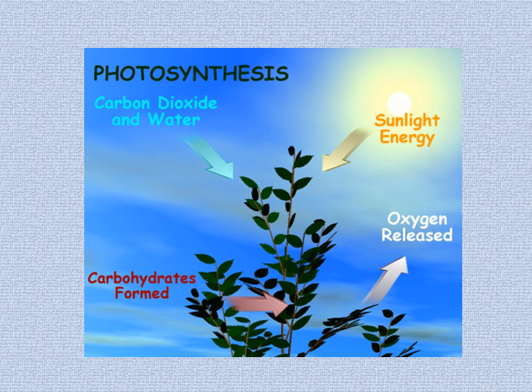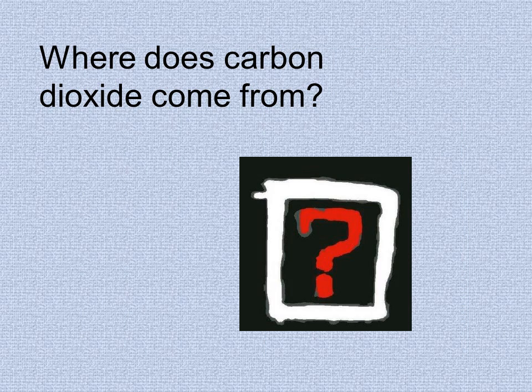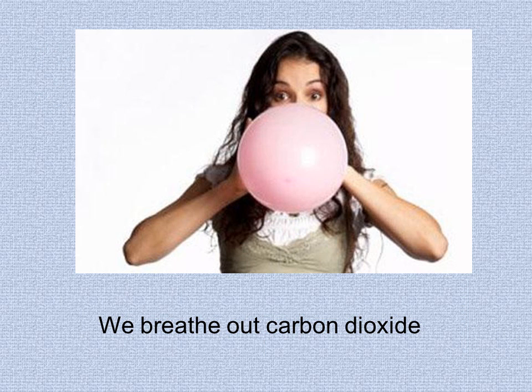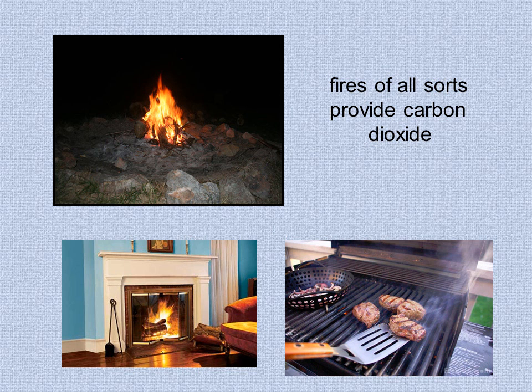We breathe oxygen, the plant breathes carbon dioxide, so it all works out. We breathe oxygen in, breathe carbon dioxide out. The plant breathes carbon dioxide in and breathes oxygen out. Very nice balance of nature. So where does the carbon dioxide come from? Well, as I mentioned, we breathe out carbon dioxide every time we exhale.